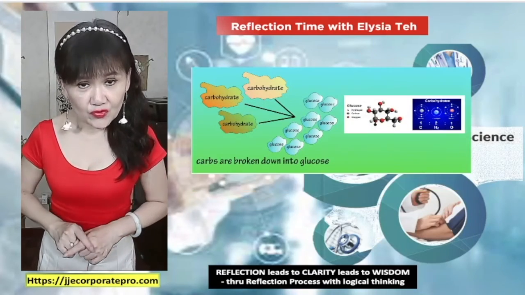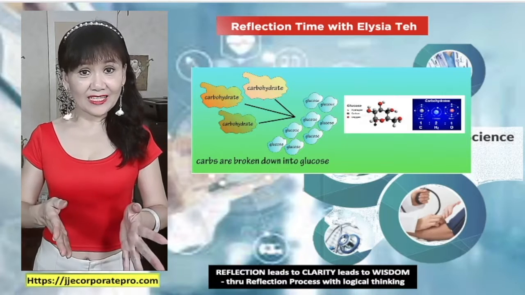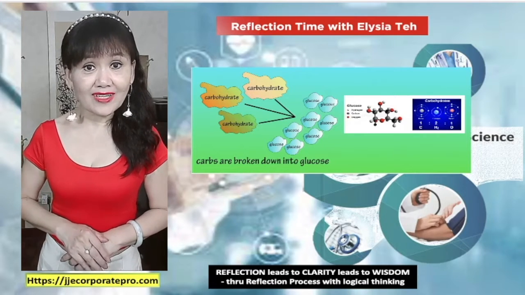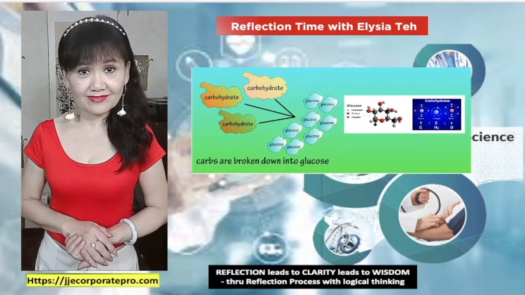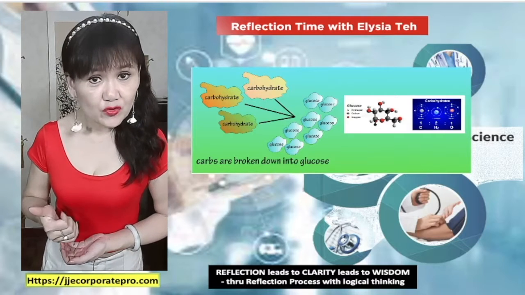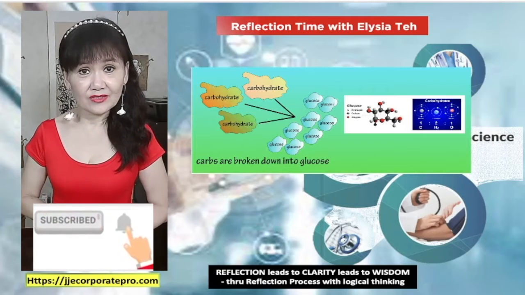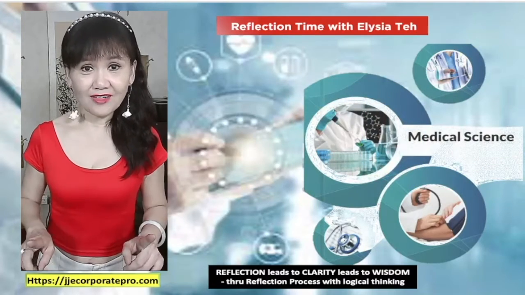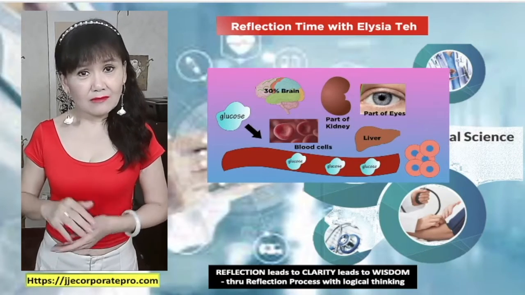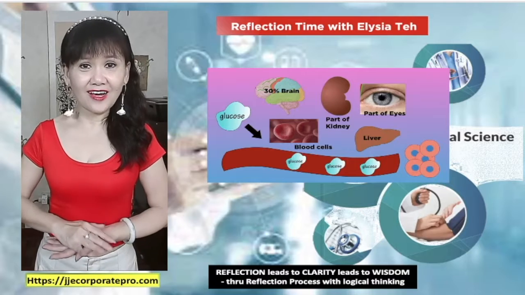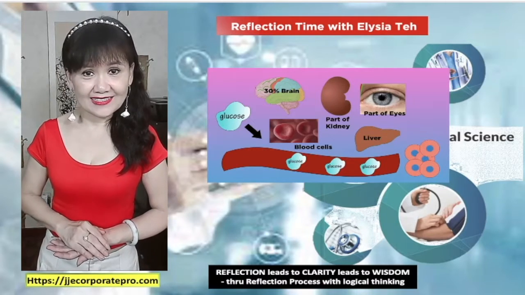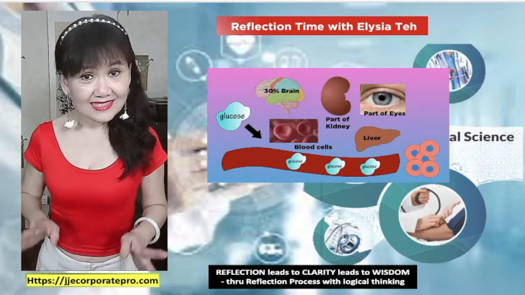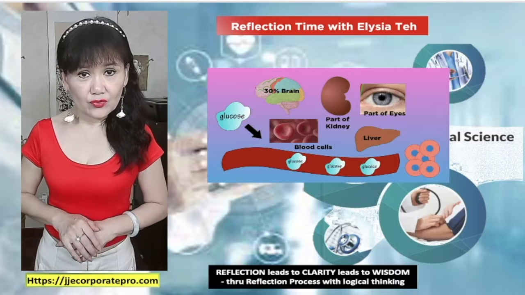Number two, the other source of glucose is carbohydrate. Carbohydrate will be broken down into glucose. As you can see, the molecule structure of carbohydrate is the same as glucose. Now we know the source of glucose from the sugar and the carbohydrate. The next question is, which parts of our bodies must take glucose as the fuel? Not all, only these organs. Number one, about 30% of the brain. Number two, part of the kidney. Number three, part of the eyes. Number four, the blood cells. And last but not least, the fifth, liver. Other than this, all can run on non-glucose as the fuel.